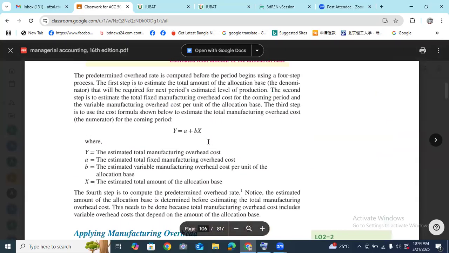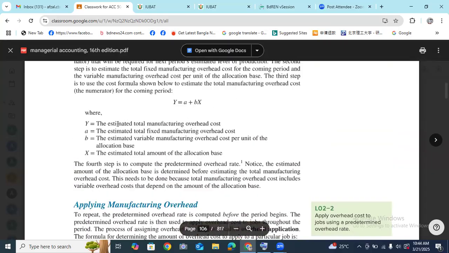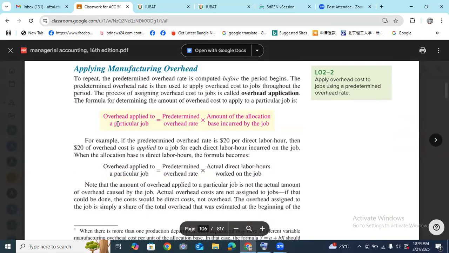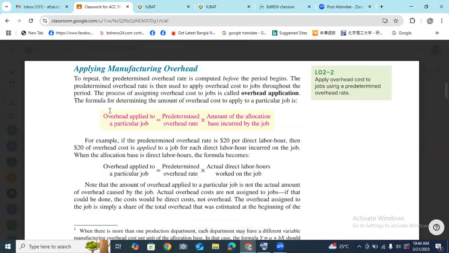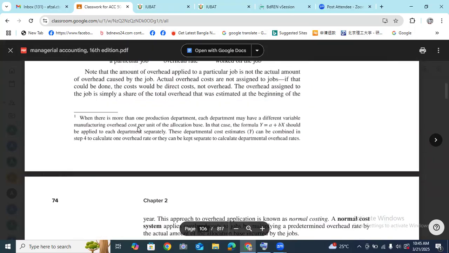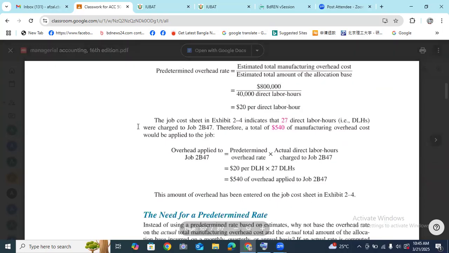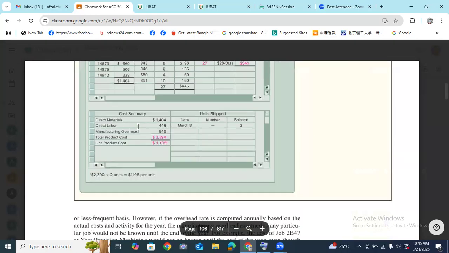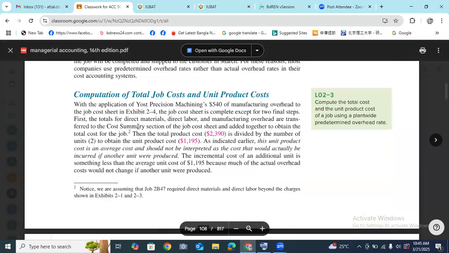So in this way, we can compute the manufacturing overhead cost. Do you understand how to determine the manufacturing overhead cost? Hello. Yes, sir.